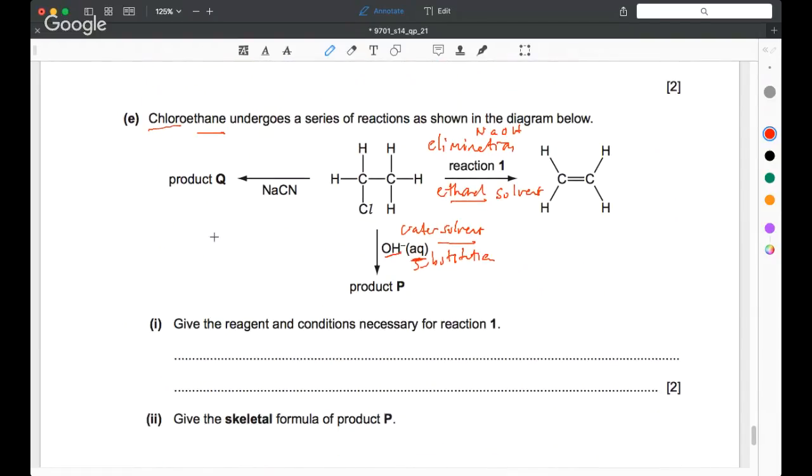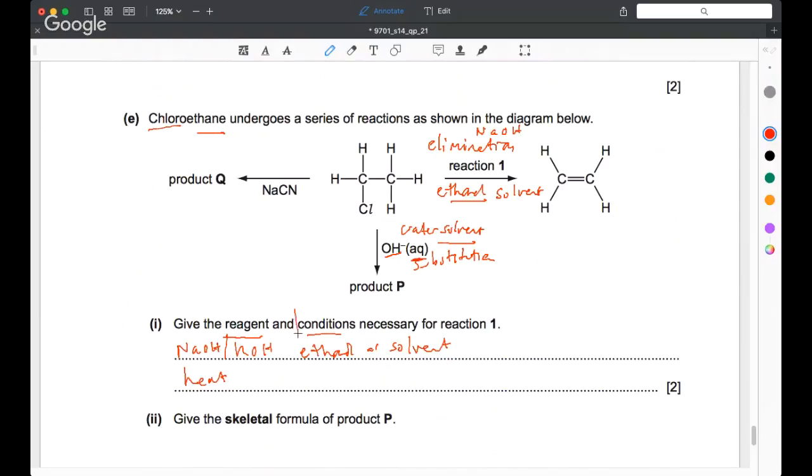Okay, so the reagent and the conditions that you need for this reaction, well, you need sodium hydroxide. Actually, you could use potassium hydroxide as well. It doesn't really matter as long as you've got hydroxide ion. You're using ethanol as solvent. That makes sure you get the elimination reaction, not the substitution reaction. You need to heat it.